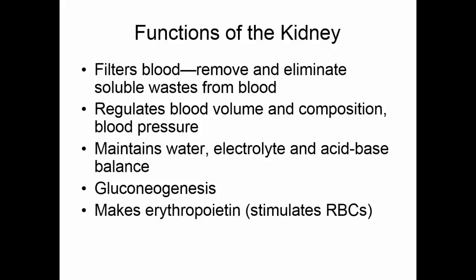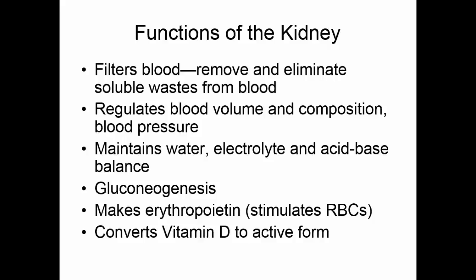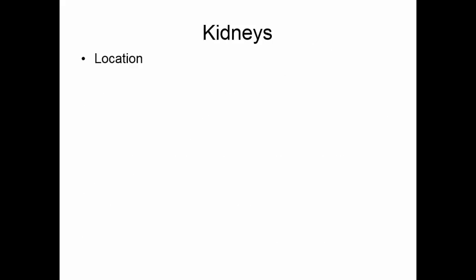Erythropoietin is the substance that stimulates the bone marrow to produce red blood cells. It's manufactured by the kidney. And finally, the kidney converts vitamin D to its active form. The kidneys are located in the lumbar region at the level of T12 to L3.